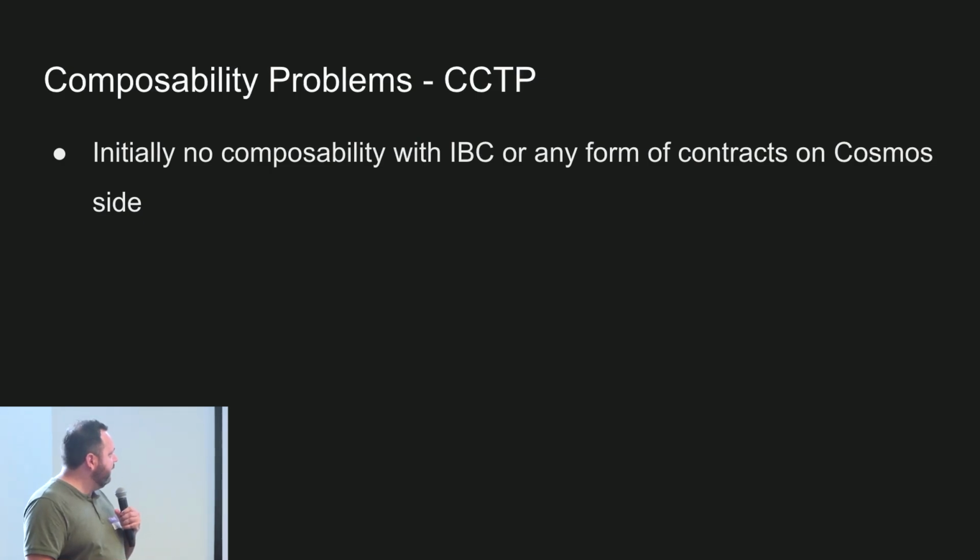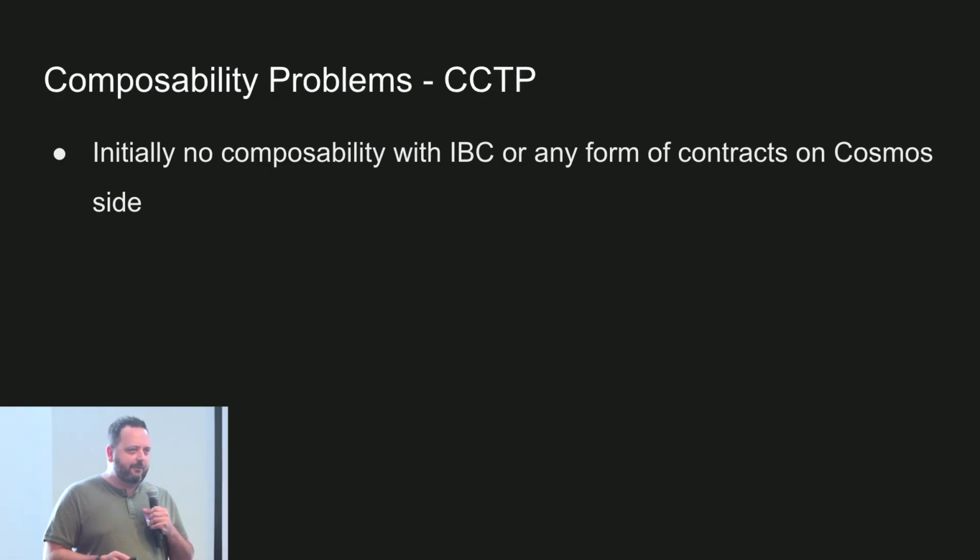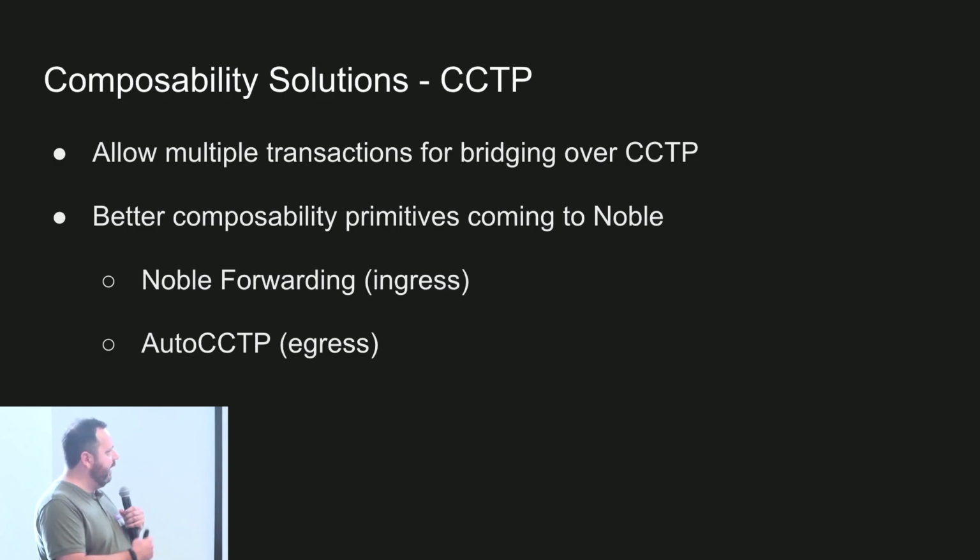The last one is CCTP. Really, the problem here is that CCTP within Cosmos has minimal composability. Noble is currently working on offering better composability for us, but this basically just results in us having to use multiple transactions when we work with CCTP. I think better primitives are coming to Noble, like Noble forwarding and auto CCTP, and as those get added, we will integrate them. Hopefully that will be a better experience for Cosmos, because I would love to be able to IBC transfer, swap, and do all that kind of stuff just like we can for these other chains.